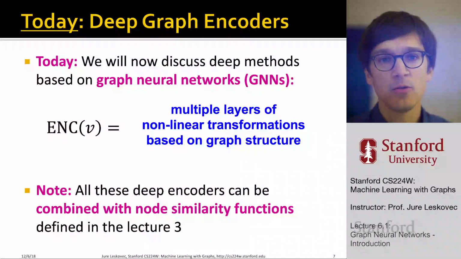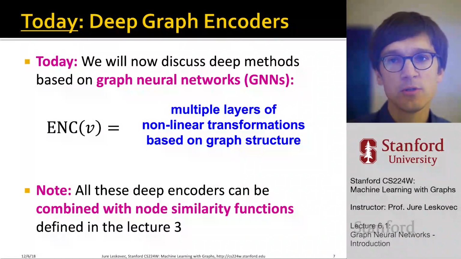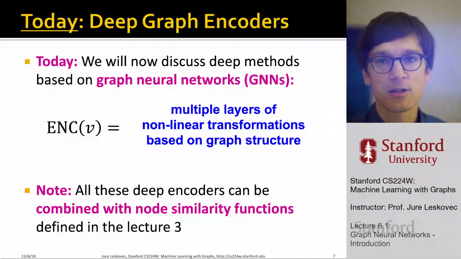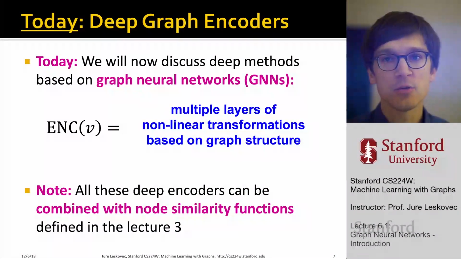And important to note that all these deep encoders can also be combined with node similarity functions from lecture 3. So we could say, I want to learn a deep encoder that encodes the similarity function, for example, the random walk similarity function that we used in the previous lectures. Or in this case, we can actually directly learn the encoder so that it is able to decode the node labels, which means we can directly train these models for node classification or any kind of graph prediction task.